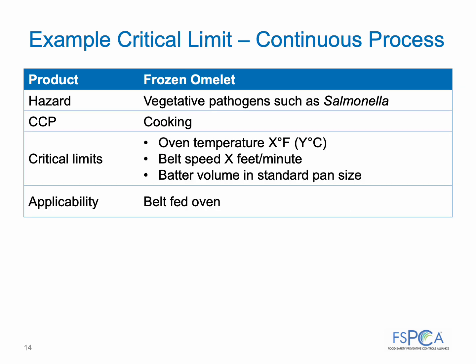As an alternative to batch process for cooking the omelets, the E.G. Food Company could have used a continuous process where a critical limit is established for the process parameters. An example of how this could have been done is shown here.